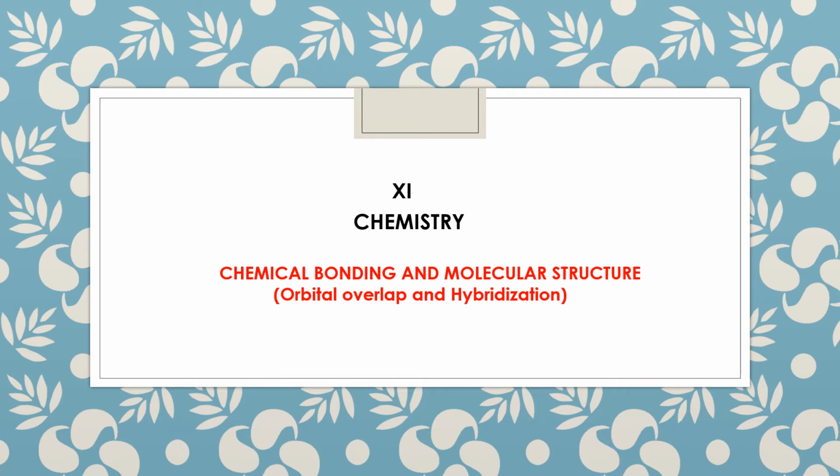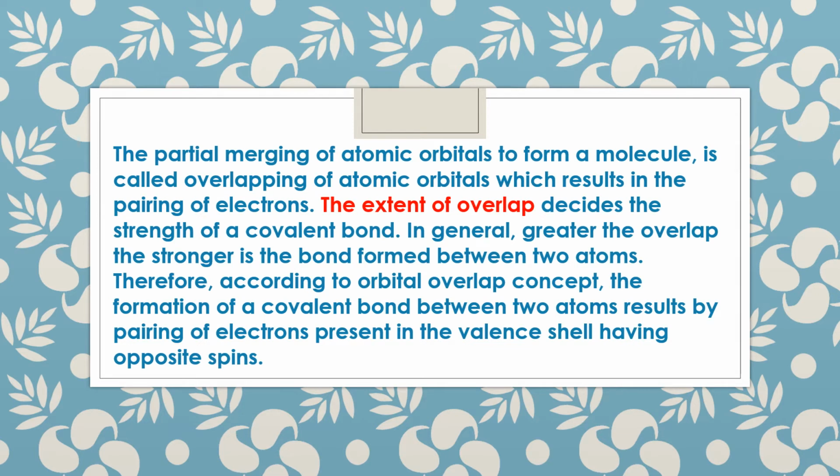Dear students, let's understand orbital overlap and hybridization concepts which are related to the chemical bonding and molecular structure chapter from class 11 chemistry. A very important concept. Merging of the atomic orbitals, as we all know, helps in making a molecule, and we call this overlapping of atomic orbitals because when we define the term atomic orbital, we say it is the space around the nucleus where you have a maximum probability of finding an electron.